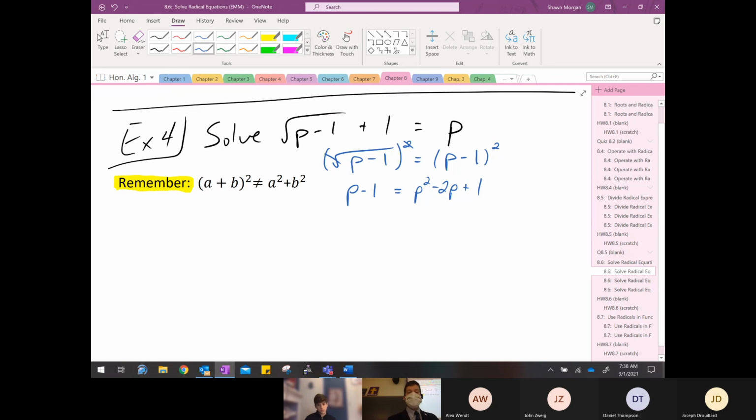All right. So combine some like terms. Let's subtract 1p and add 1. So we'll get p squared minus 3p plus 2. Okay. Mossy, factor that for us.